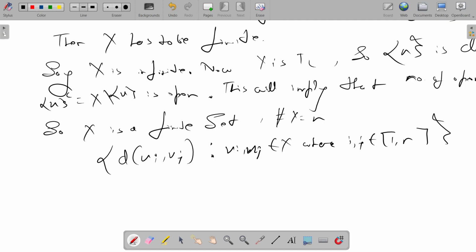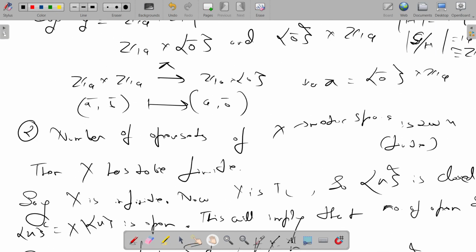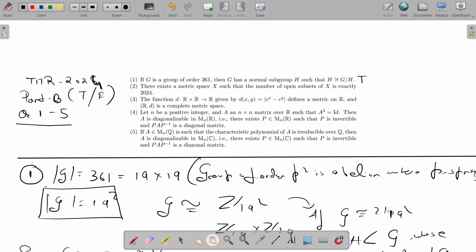So basically, therefore, x is discrete, and so the total number of open sets of x is 2 to the power cardinality of x. So in this case, 2 to the power n. So basically, this set will be of the form 2 to the power n. Okay, but is 2 to the power n for some n equal to 2024?